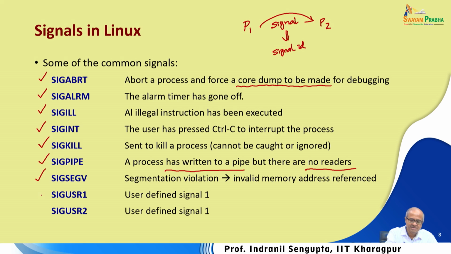And of course, there are a couple of signals which are not specified for anything in particular. As a user, you can define their functionality. These are called user-defined signals, and signals are a very powerful way for inter-process communication, informing a process what to do, what not to do, and so on. Okay. So, these signals are available in Linux.